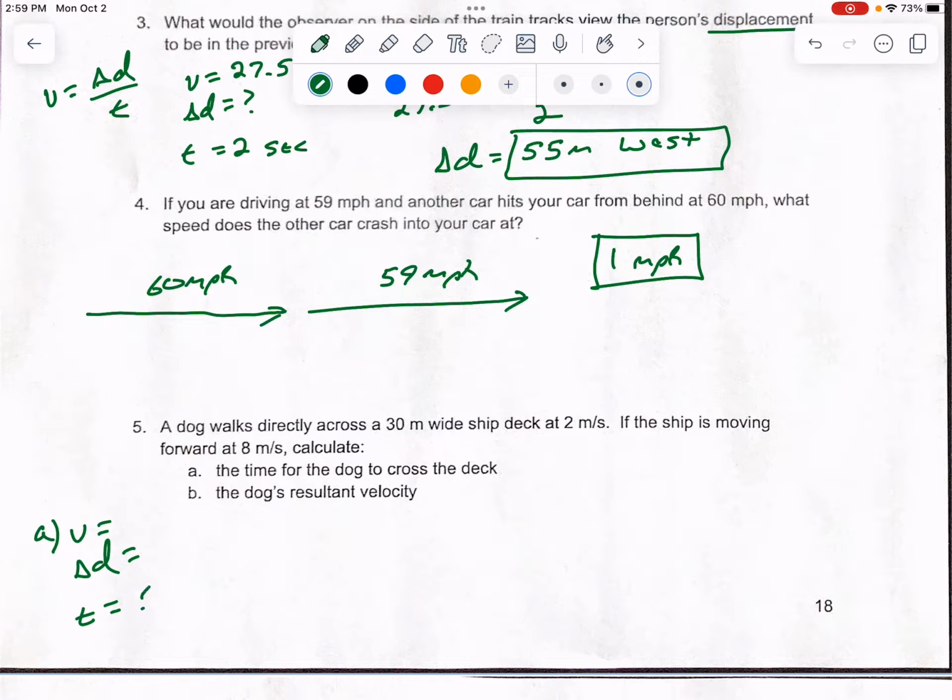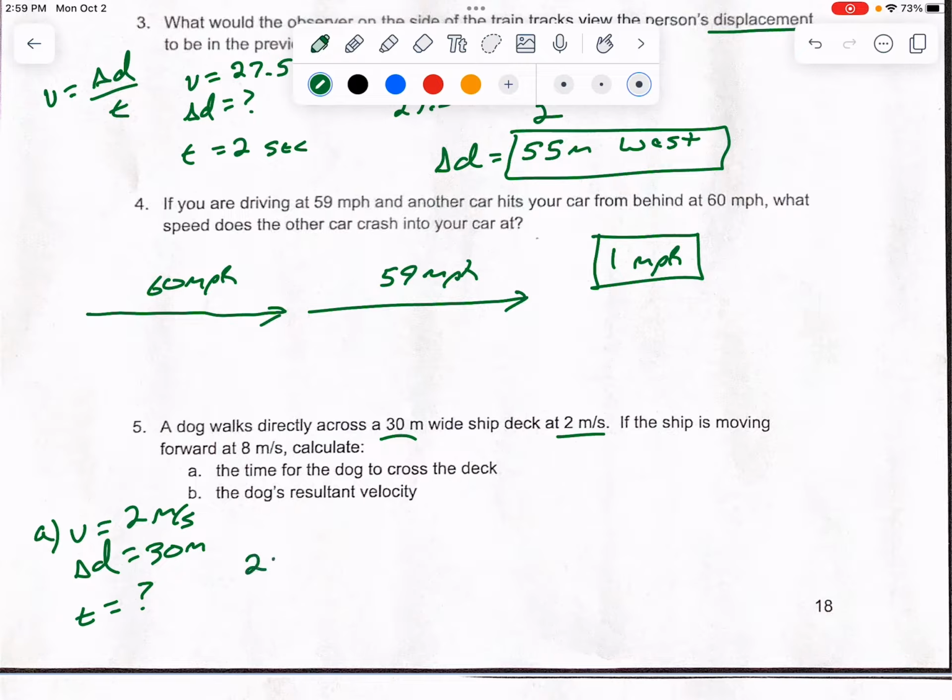Okay, so we're looking for time. If the dog is walking across the deck, we figured out the deck was 30 meters wide, so there's your distance. And if we're talking about going across the deck, and I'm talking about the dog, we're going to use the dog's velocity, which is 2 meters per second. So that boat's velocity has nothing to do with this problem. We're just talking about strictly going across the deck.